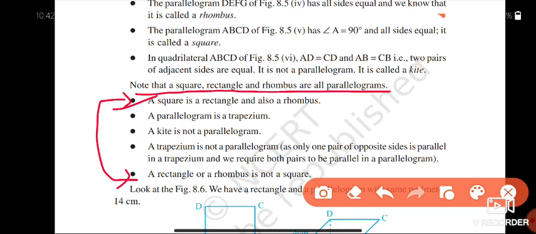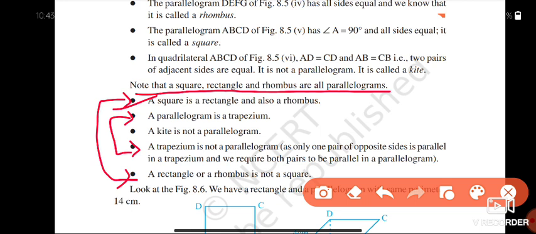But a trapezium cannot be a parallelogram, can never be a parallelogram. Why? Because only one pair of opposite sides is parallel in a trapezium, and we require both pairs to be parallel in a parallelogram. Both pairs must be parallel for the figure to be a parallelogram, but here only one pair is parallel, so the vice versa statement is not true.